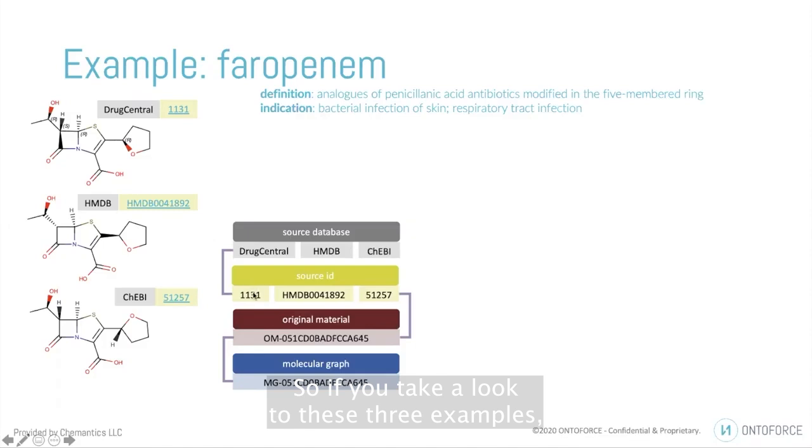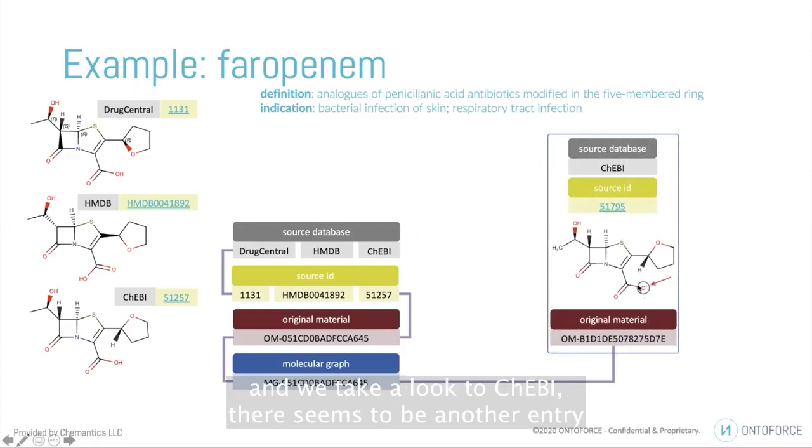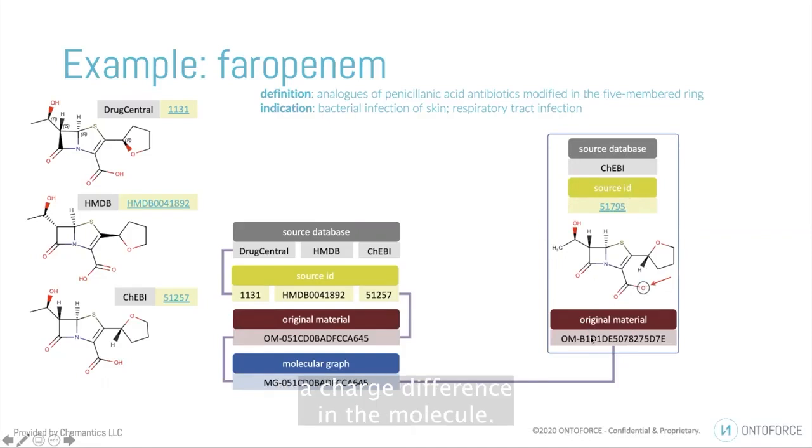If you take a look at these three examples, DrugCentral, HMDB, and ChEBI, they have different identifiers in the original sources, but they share the same original material ID in Chemantix. They also share the same molecular graph ID. But if you go one step further and take a look at another ChEBI entry, there is a small charge difference in the molecule. The original material is different because the representation is slightly different. There isn't a charge here. But again, they share the same molecular graph.